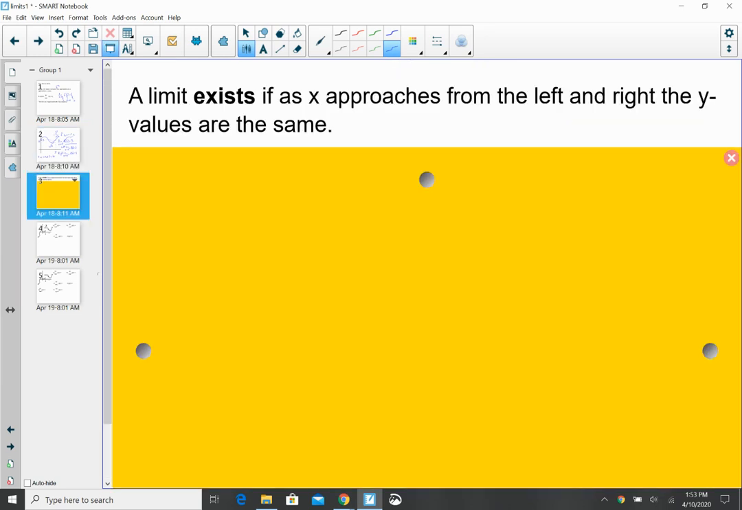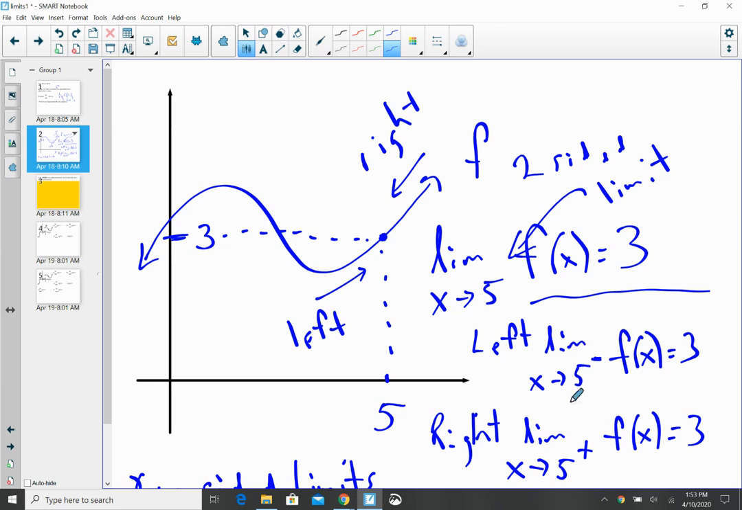So a limit exists if, as x approaches from the left and the right, the y values are the same, which is what happened in the last little example. As I approached 5 from the left and 5 from the right, I approached the same y value.